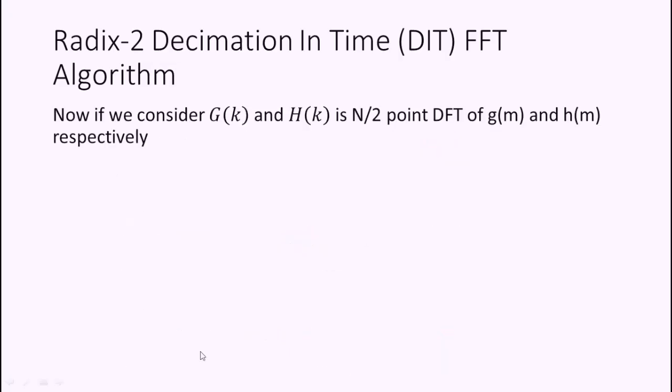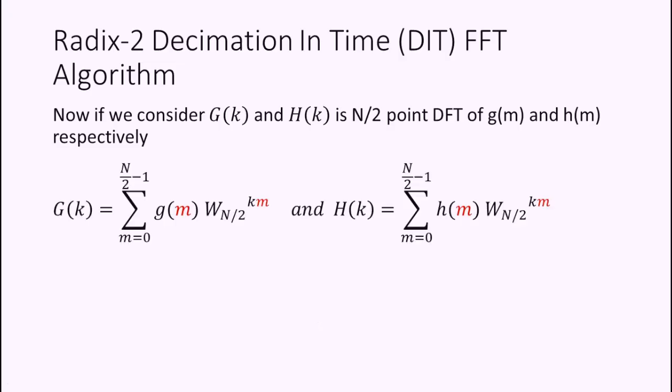Now if we consider G(k) and H(k) as the N/2-point DFT of g(m) and h(m) respectively, then G(k) is equal to summation of m = 0 to N/2 minus 1 of g(m) W_(N/2) to the power km. It is basically the N/2-point DFT of g(m), and same as G(k), H(k) is also written as summation of m = 0 to N/2 minus 1 of h(m) W_(N/2) to the power km, and X(k) is equal to G(k) plus W_N to the power k times H(k).